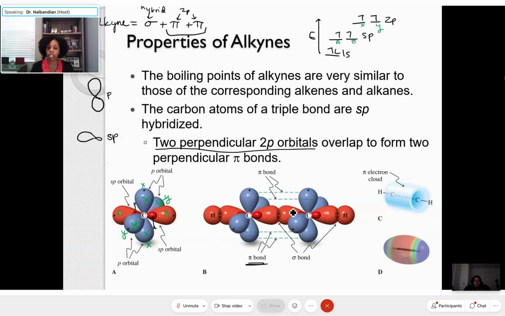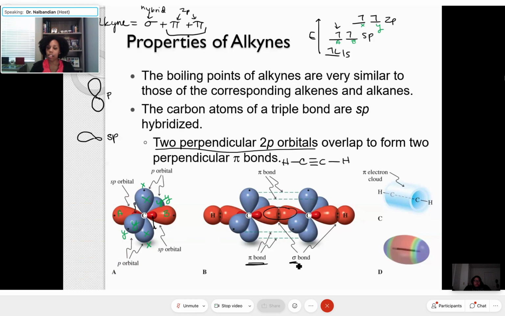So here is our sigma bond in the middle, where one carbon's sp and another carbon's sp overlap. Each carbon has an sp orbital, and those are overlapping to give us a sigma bond. But we have to make a bond on the other side. What we're looking at here is a triple bond between these two carbons, and then a single bond between carbon and hydrogen.